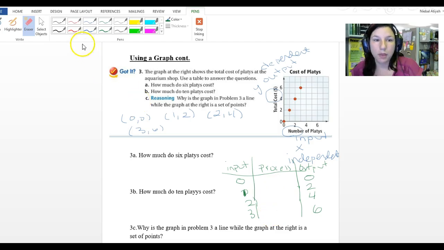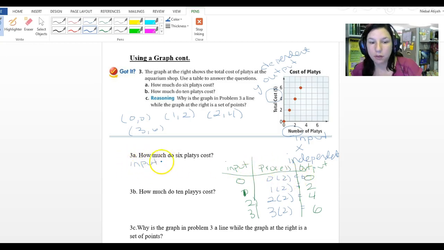Well, you could multiply by 2. Three times 2 gives me 6. Let's see if it works. 2 times 2, that gives me 4. 1 times 2, that gives me 2. And 0 times 2 gives me 0. So now I have my rule. I take my input and I multiply by 2.